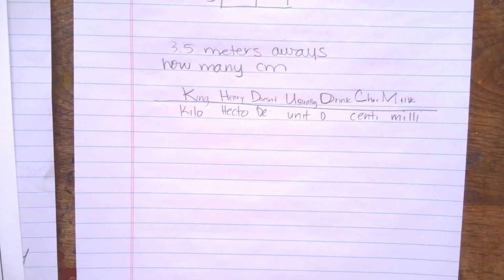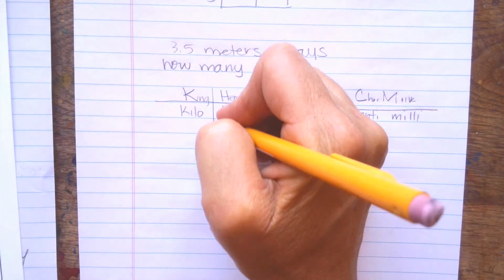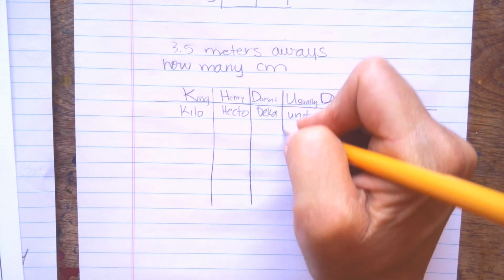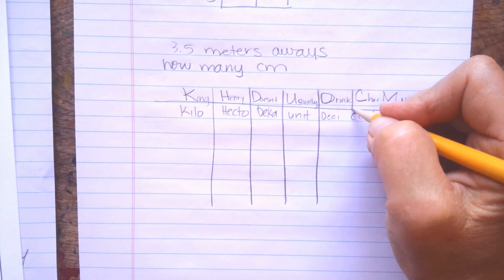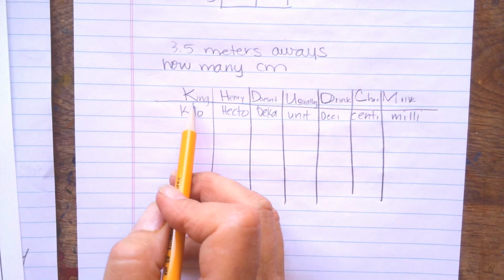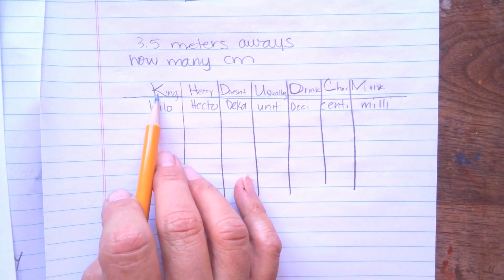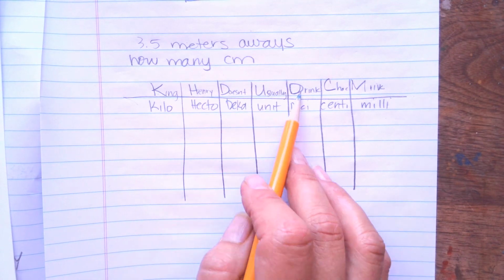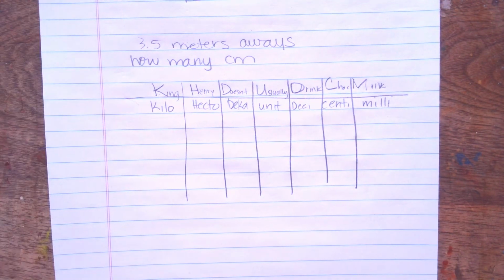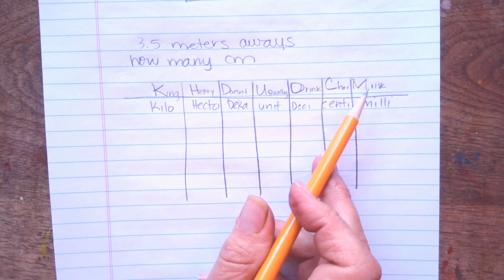So what we're going to do is learn about this table. This is the metric system. So you know how we do inches and feet? This is called metric units. And so we write this table out when we're doing metrics. So what you're going to do is write KHDUDCM. And that's pretty hard to remember. So that's why we remember King Henry doesn't usually drink chocolate milk.